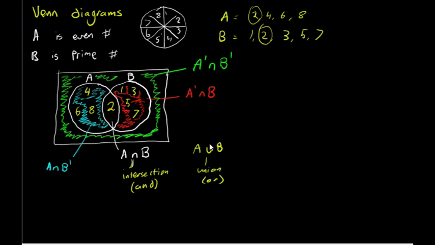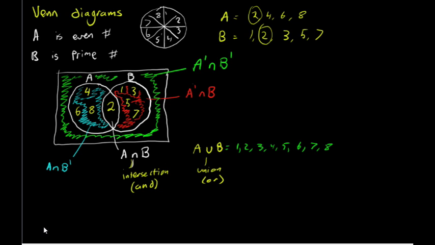And A or B is a little bit harder to describe, but it's just the numbers that occur in either A or B. So A or B would be the numbers 1, 2, 3, 4, 5, 6, and 7 plus 8. So A or B is the numbers that occur in either A or B. So that's a bit of a recap on Venn diagrams.